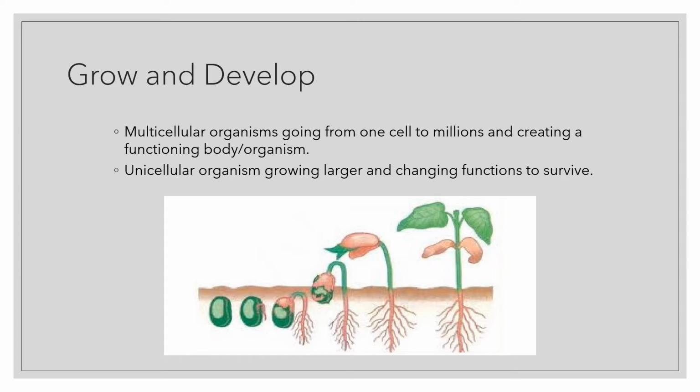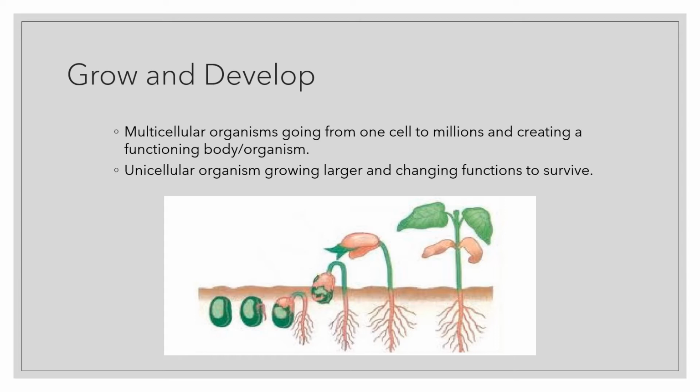Then we have grow and develop. So multicellular organisms going from one cell to millions and creating a functioning body or organism. Okay, so you start off as a fertilized egg. So that is your mother's egg mixing with your father's sperm to make the very first cell that is you. That cell has all of the DNA you need to make you what you are and how you are. And then that cell is going to start dividing to create more tissues and organs to make a viable baby. Okay?